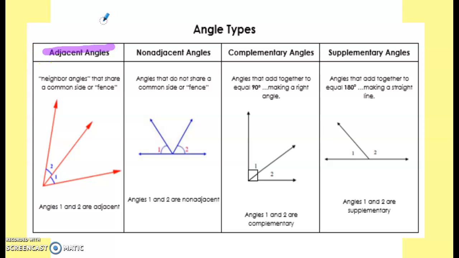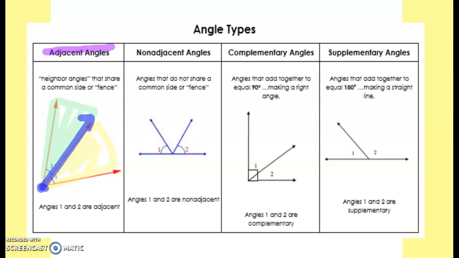Adjacent are angles that are next to each other. So if we look here in this picture, we've got angle 1 and we've got angle 2. They are adjacent because they share a common fence or common side, and they also share that vertex, that point there at the end. So angle 1 and angle 2 are said to be adjacent. We call those our neighboring angles.